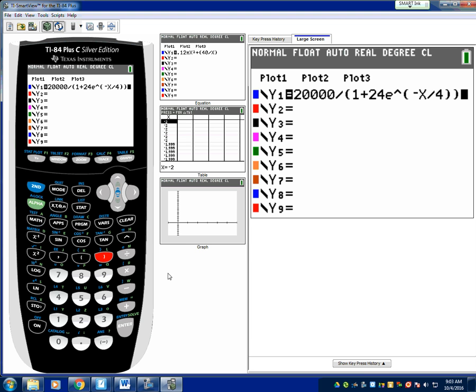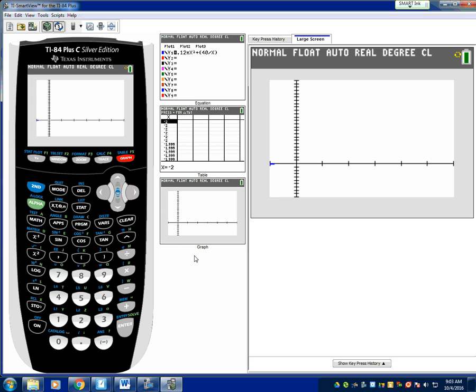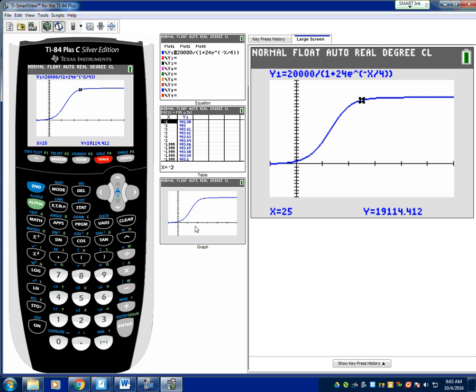All right, so we hit graph. There it goes. Quick growth in the beginning, and then it's going to level out for us. And then, let's see here. If we go ahead and hit trace on here, there's when x is 25. When x is 25, my y value is 19,114. What y value do I actually want to find, or p of t value?